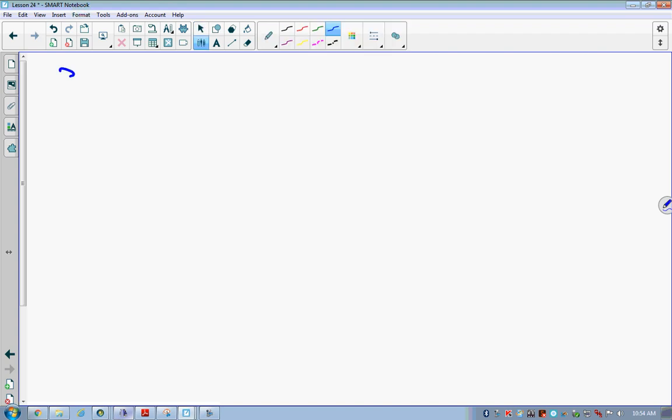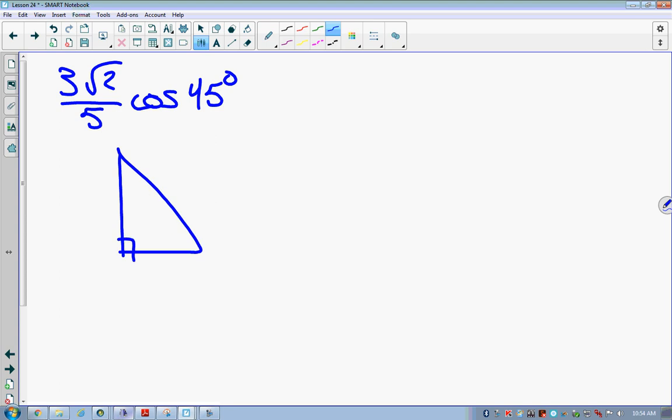Okay, we have 3 radical 2 over 5 cosine 45 degrees. Well, let's start with that. Okay. Well, cosine 45 degrees tells me I'm going to have a 45, 45, 90 triangle, right? And we're just going to use those two ratios, so it should be 1, 1, radical 2, correct? Now from there, we're going to look at one of our 45-degree angles. Let's pick this one right here, and we're going to come up with the ratio that we would need. All right? Cosine is what, class?